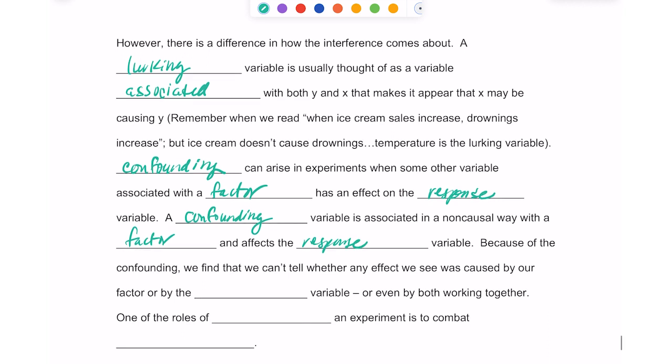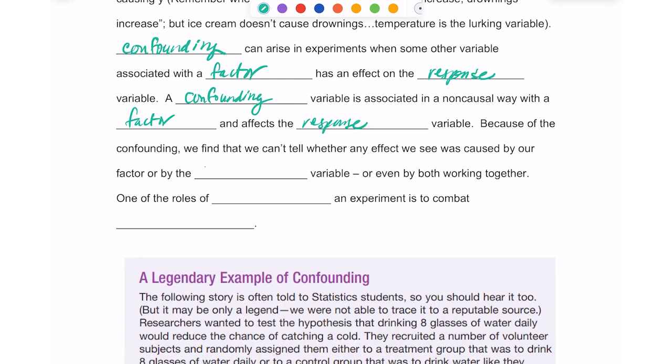Because of the confounding, we can't tell whether any effect we see was caused by our factor or by the confounding variable, or even by both working together. One of the roles of blinding an experiment is to combat confounding.